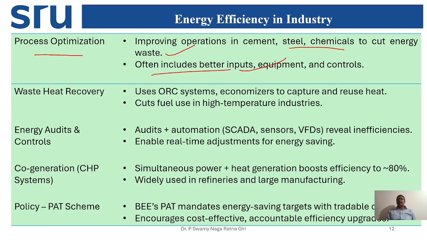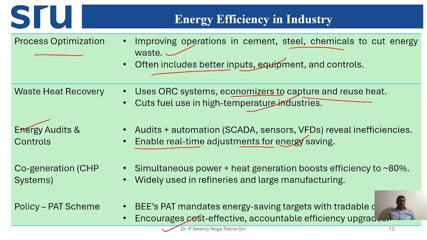This often includes better inputs and equipment controls, and waste heat recovery is also important. Use of ORC systems and economizers captures and reuses heat and cuts fuel in high temperature industries. Energy audits and controls are needed wherever the possibility is there. We can audit the automation, SCADA sensors, and VFDs and reveal inefficiency, enabling real-time adjustment for energy saving. So we have to think about the betterment of real-time adjustment for energy saving.